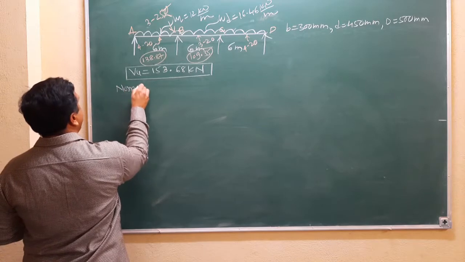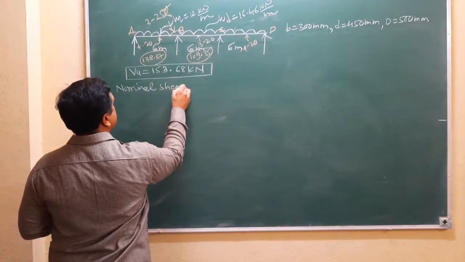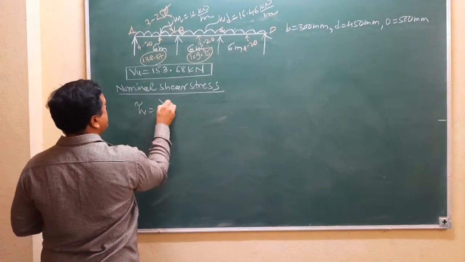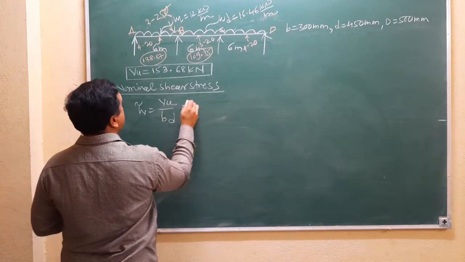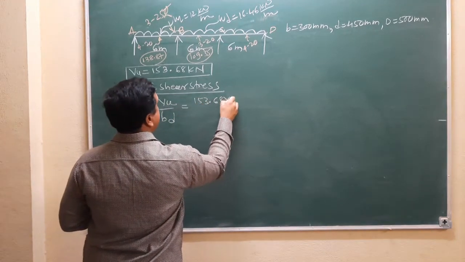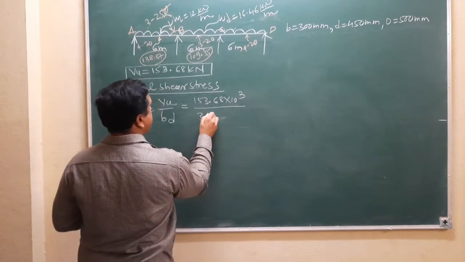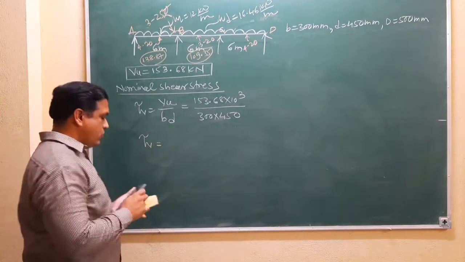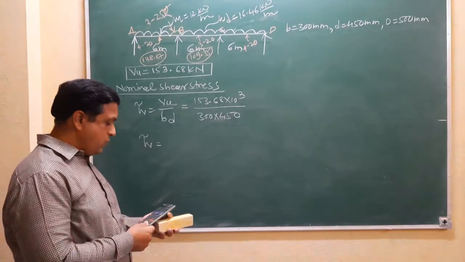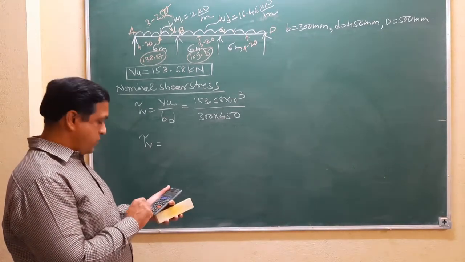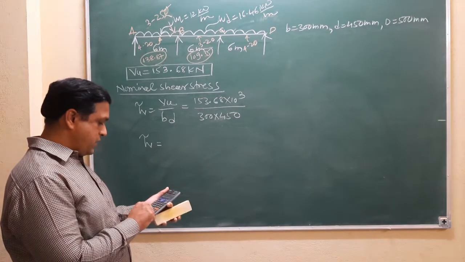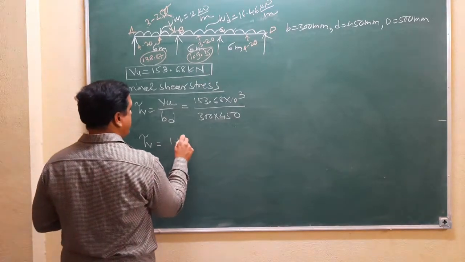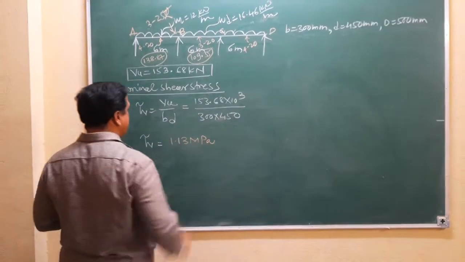Nominal shear stress. What is the nominal shear stress? Nominal shear stress tau V is equal to VU divided by B into D. So what is VU? It is 153.68 into 10 raised to 3 divided by width 300 and effective depth 450. So the value is 153.68 into 10 raised to 3 divided by 300 into 450, which is 1.13 megapascal. So this is tau V.